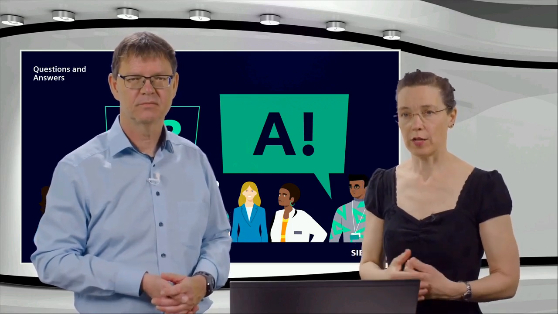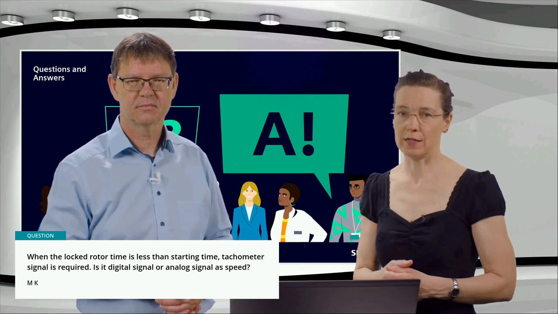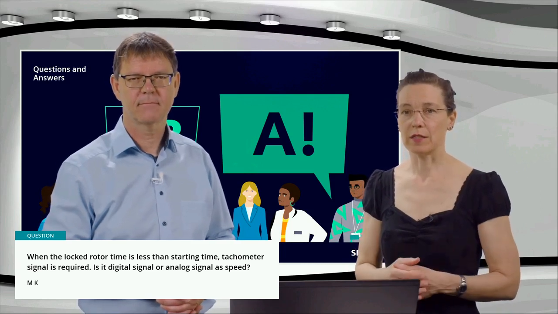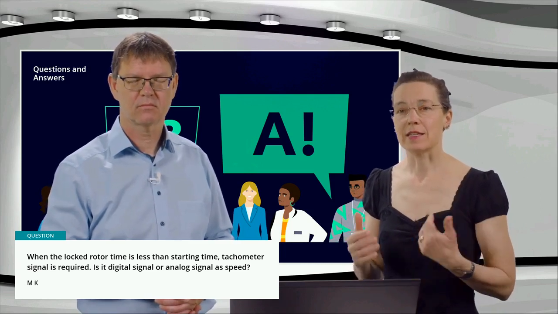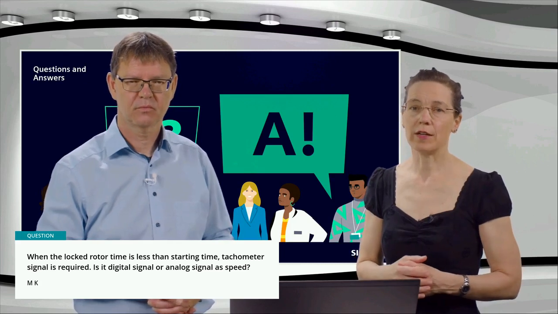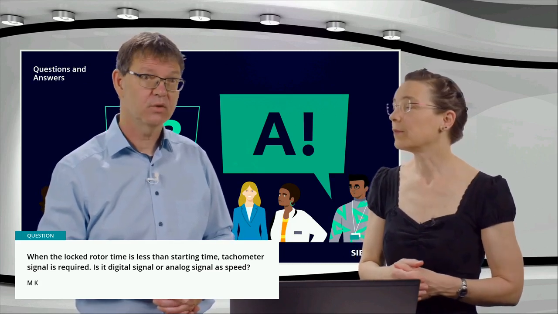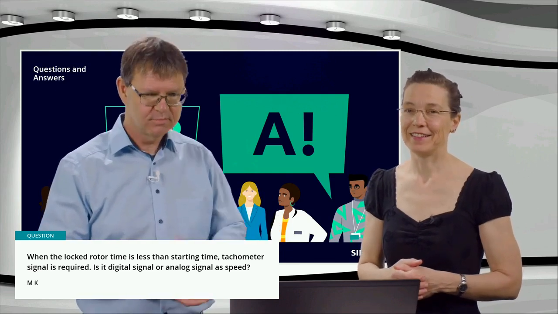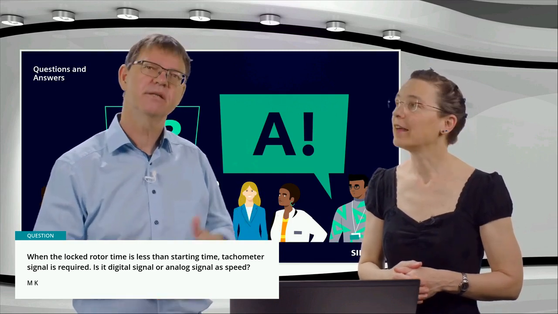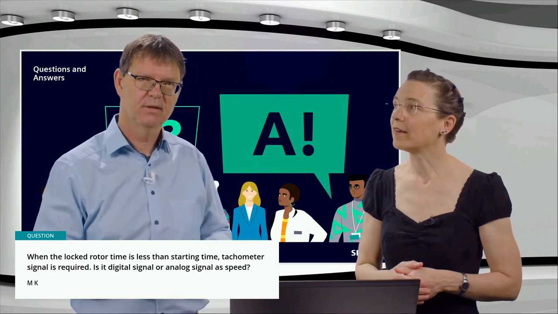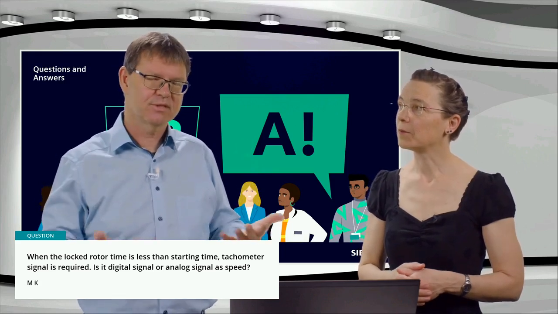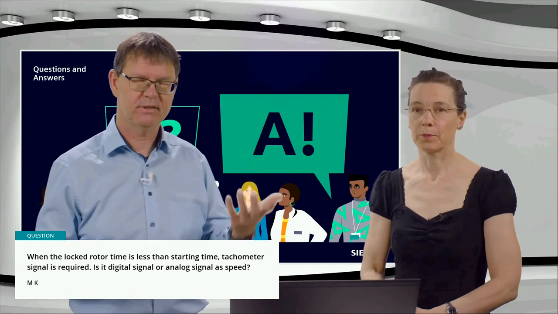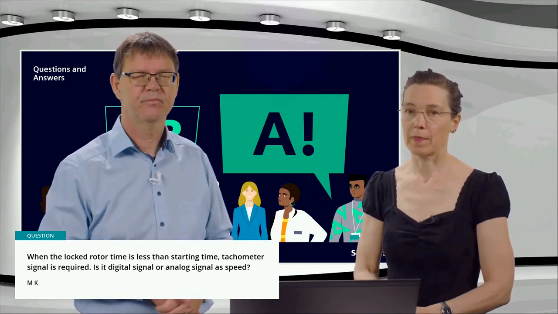Next question, also from MK. When the locked rotor time is less than the starting time, the tachometer signal is required. Is this a digital signal or an analog signal? At the moment we have a binary input, so it's a digital signal. When the binary input is activated, this additional locked rotor definite time stage is active, and then I trip after the set time that I have there.